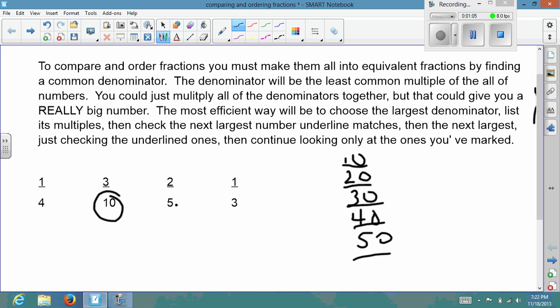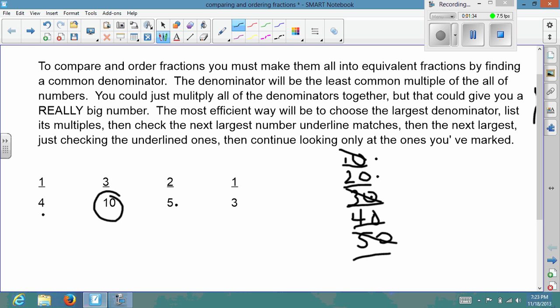So the next largest number is 4. 4 does not divide evenly into 10, so I need to cross that one out. But it does divide evenly into 20, so I'm going to leave that one. 4 does not divide evenly into 30, so I'm going to cross that one out. 40, yes. 50, no. So my next number is 3. So I'm just going to look at the numbers I'm left with. Does 3 divide evenly into 20? No. Does 3 divide evenly into 40? No. So I've got to go a little further in my list.